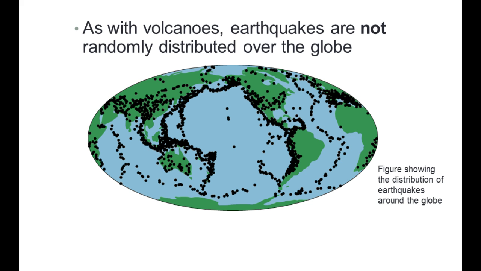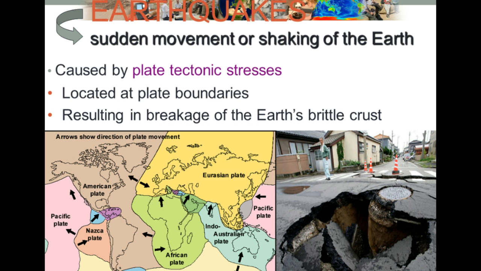Now, at the boundaries between plates, friction causes them to stick together, and when built-up energy causes them to break, earthquakes occur. Write that down. So what is an earthquake? As we just said, it's the sudden movement or shaking of the earth caused by plate tectonic stresses. So most earthquakes are located at plate boundaries and result in the breakage of the Earth's brittle crust. Write that down as well.